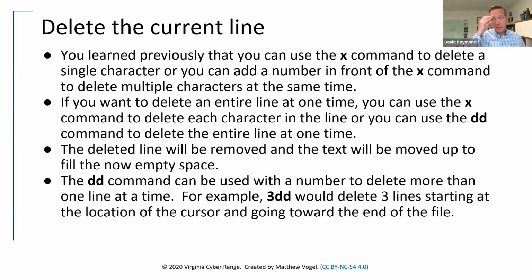So you can also delete entire lines at a time, and that's kind of useful, right? Again, with the X, one way I could delete an entire line is to go to the beginning of the line and hold down the X key, and eventually that whole line would disappear. But if the line is super long, that could take a long time. Another way to delete entire lines is to hit the DD command, the DD buttons, and it's going to delete the current line that you're on.